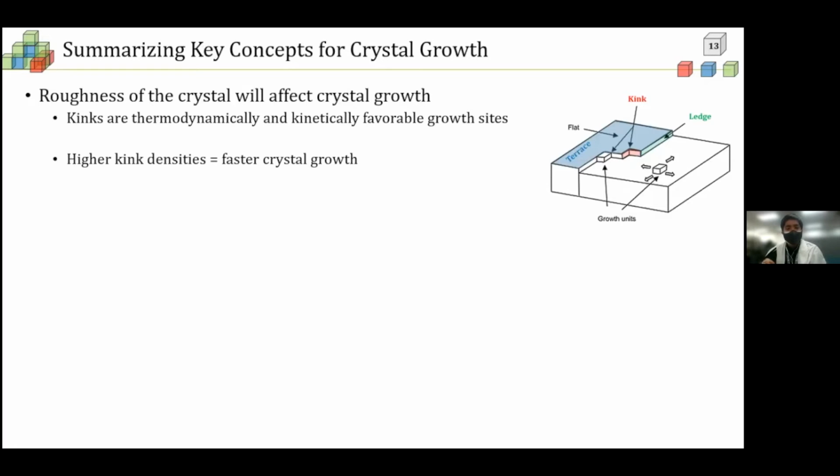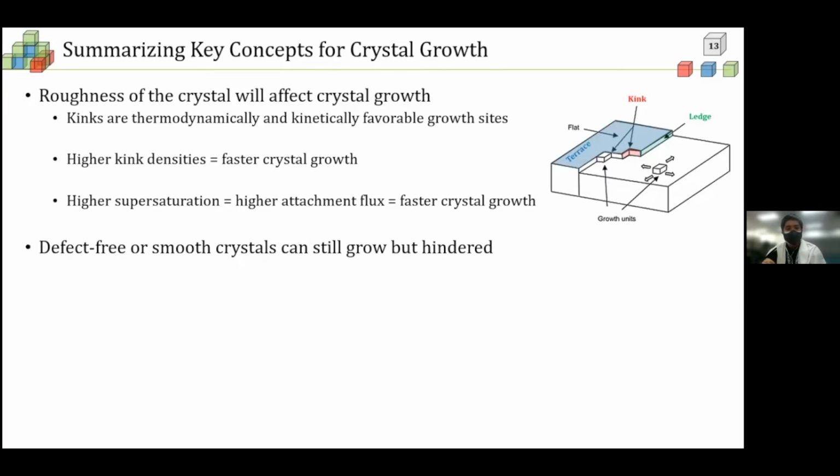And if we have more kink sites, more rough sites, it would have a faster rate of growth. Similarly, if we have a high concentration of these atoms or pressure of these vapor atoms, there is a lot of attachment flux and faster crystal growth. For defect-free or smooth crystals, they can still grow, but their kinetics are hindered. Again, a new ledge is the rate limiting step, so it must be formed in order to grow these kinks.